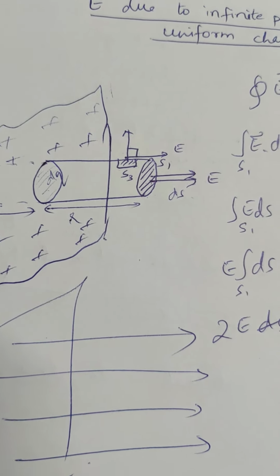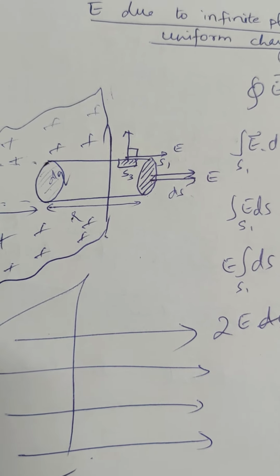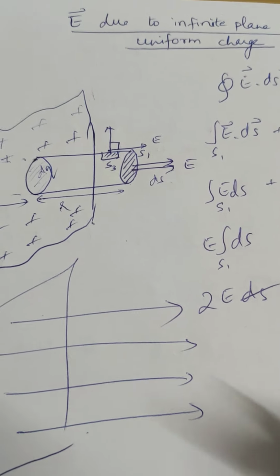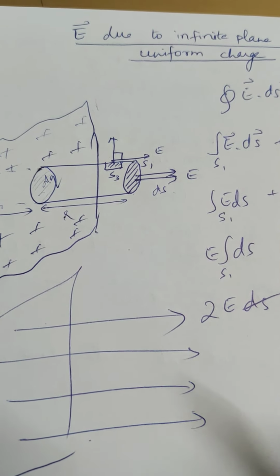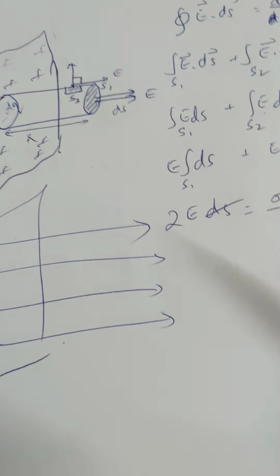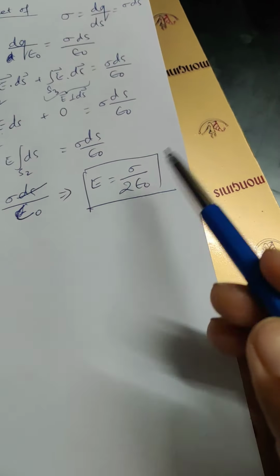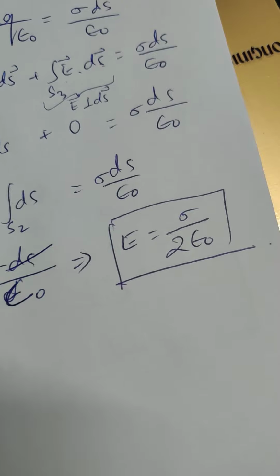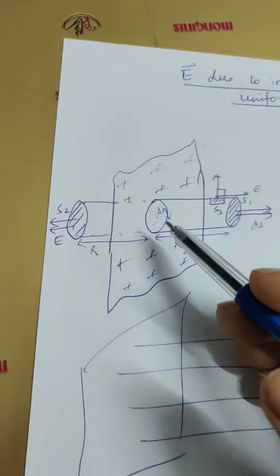In all other cases, electric field was dependent on R, either inversely dependent on R or inversely dependent on R square, or directly proportional to R inside the solid conductor, solid sphere. But here, R is not anywhere in numerator or denominator.